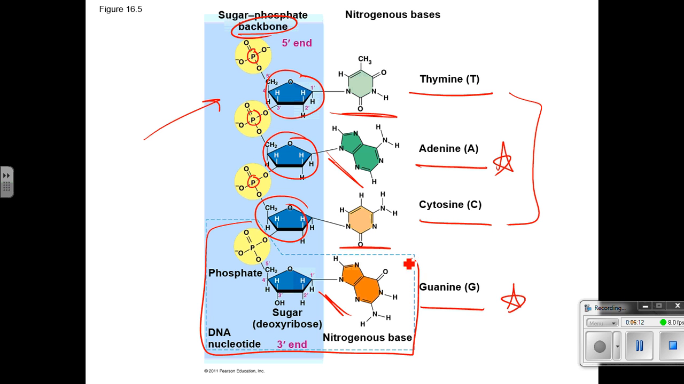This piece here is what I was talking about as being a nucleotide. One phosphate, one sugar, one base. So that's a nucleotide. And basically DNA is just made up of several nucleotides all put together.